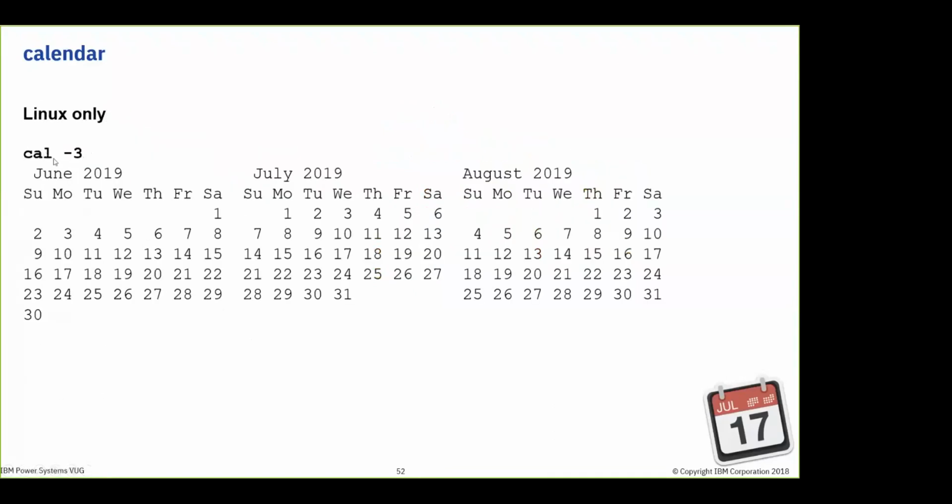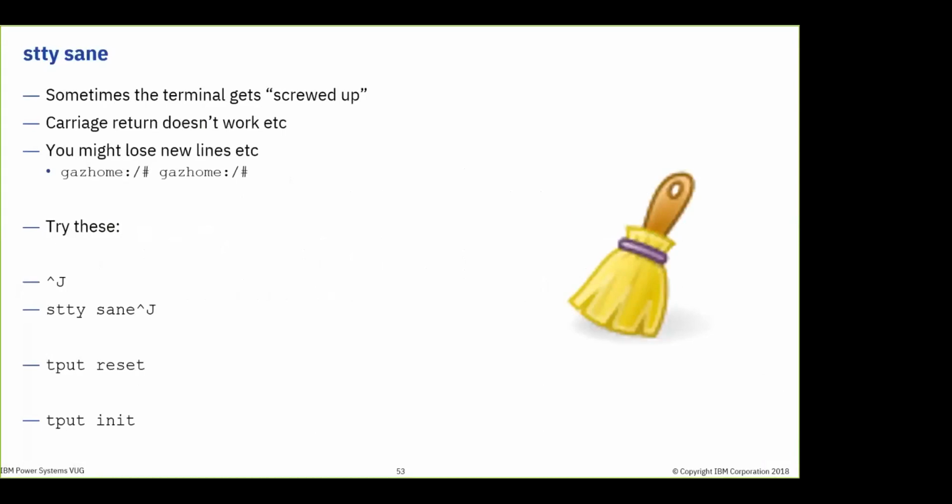In Linux, you can run cal -3 and you get last month, this month, next month, which is quite nice. Again, I often find it quicker. I've always got a Unix screen open on my desktop. It's quicker to do that than it is to try scrolling through to a particular calendar.